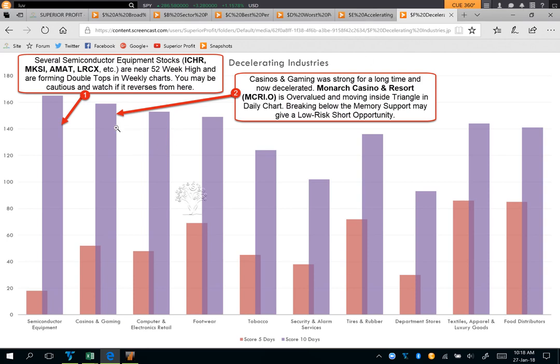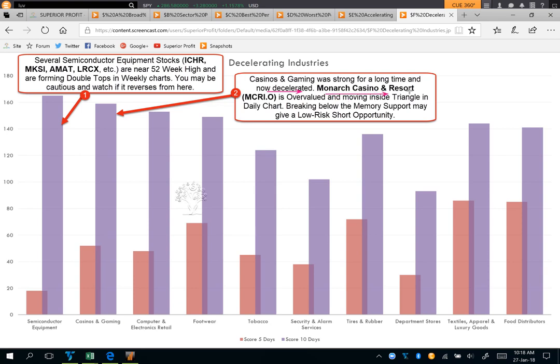Casinos and gaming, another industry that is interesting, immediately catches the eye on QH. We'll have a look at QH. This industry was strong for a long time and now decelerated. Some stocks in this industry dropped heavily this week, but that has already passed us.